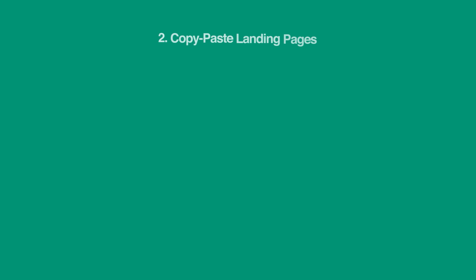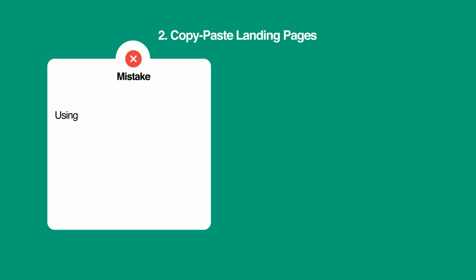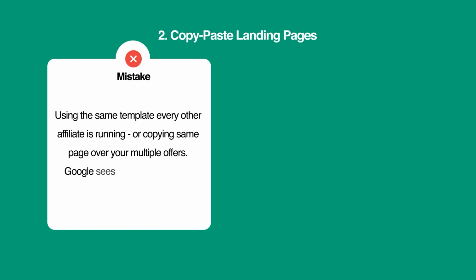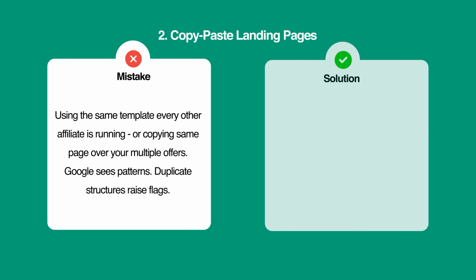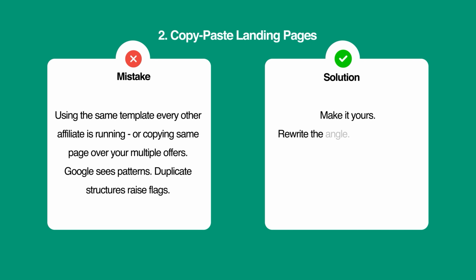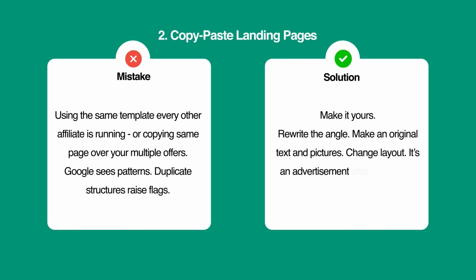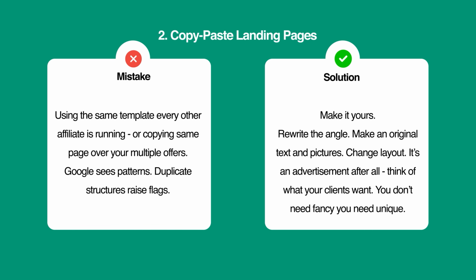Copy-paste landing pages. Mistake: using the same template every other affiliate is running, or copying the same page over your multiple offers. Google sees patterns. Duplicate structures raise flags. Solution: make it yours. Rewrite the angle. Make an original text and pictures. Change the layout. It's an advertisement after all. Think of what your clients want. You don't need fancy. You don't need unique.